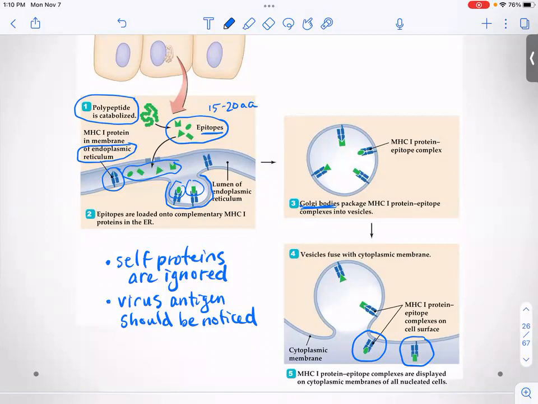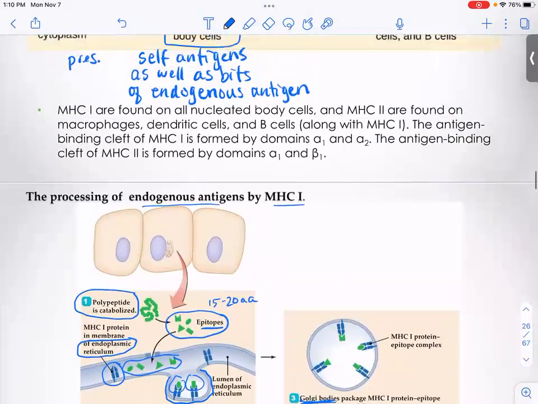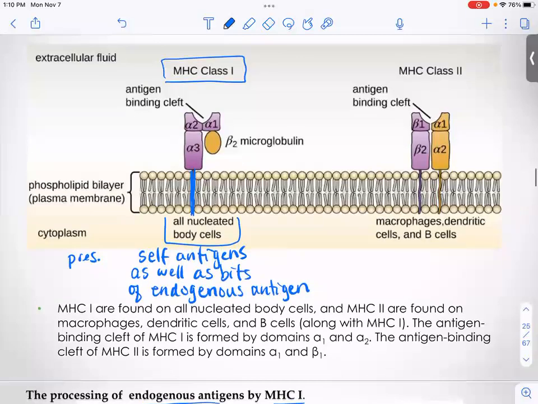All right, so the mnemonic that I like for MHC class 1: if you raise one arm, you're volunteering something. So your cell is volunteering on the outside what's going on the inside. And that's how our immune system notices virally infected cells. Or there are other pathogens that are intracellular as well, other than viruses.